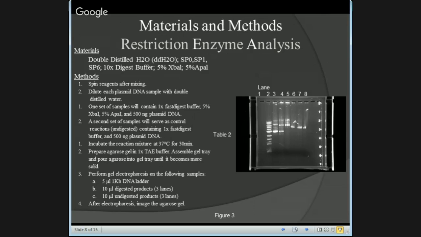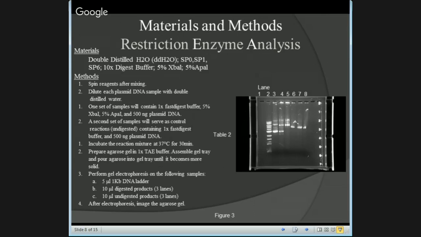And we incubated the reaction at 37 degrees Celsius for 30 minutes, and then we prepared agarose gel in a TAE buffer, assembled the gel in the tray, and poured the agarose gel into the tray until it became more solid. Then we had to perform a gel electrophoresis on the following samples. And we made a DNA ladder with the 3 mutations that are listed above.